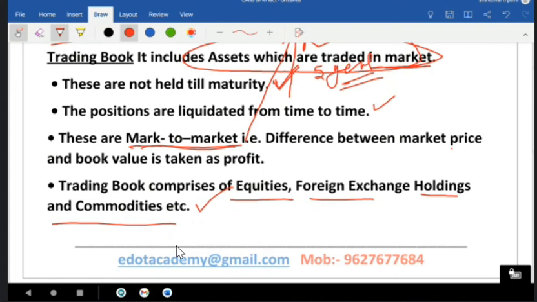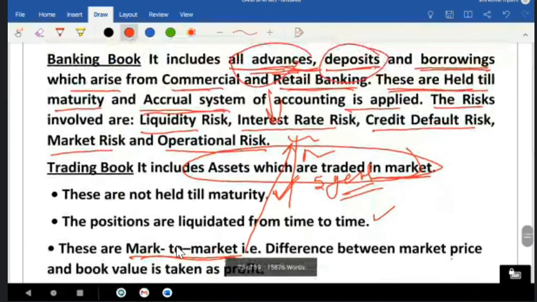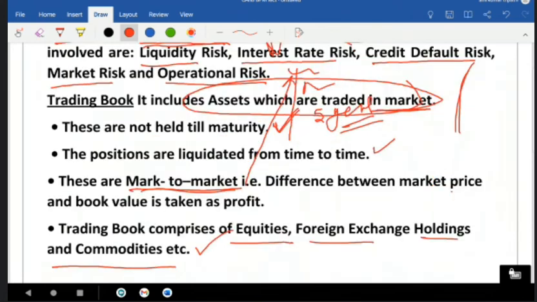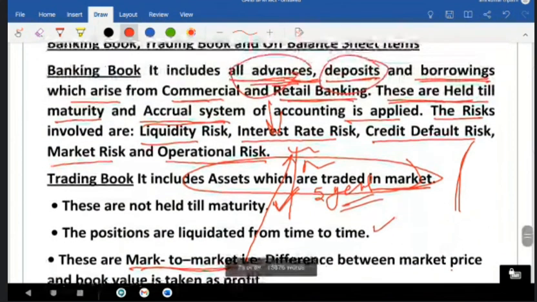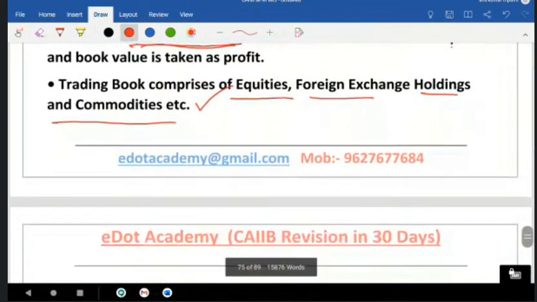Banking book is our day-to-day functioning, as you might have seen: advances, deposits, borrowing, commercial banking. Whereas trading book is nothing but holding of equity, commodities. These are called trading book, and trading book is always taken as mark to market. So this was the main difference between trading book and banking book. And trading book also includes derivatives.